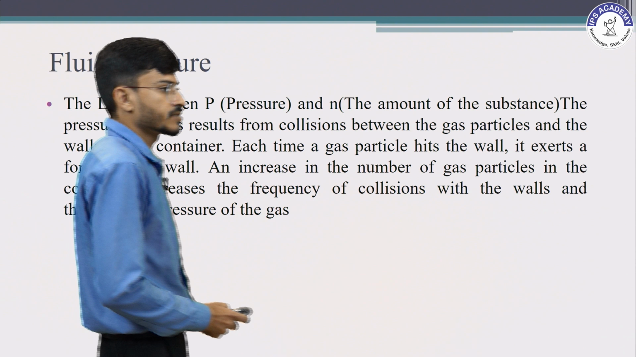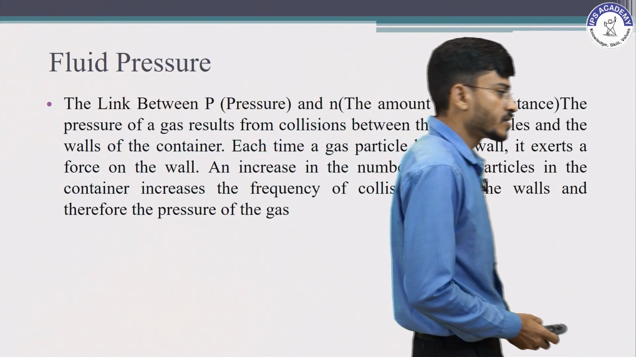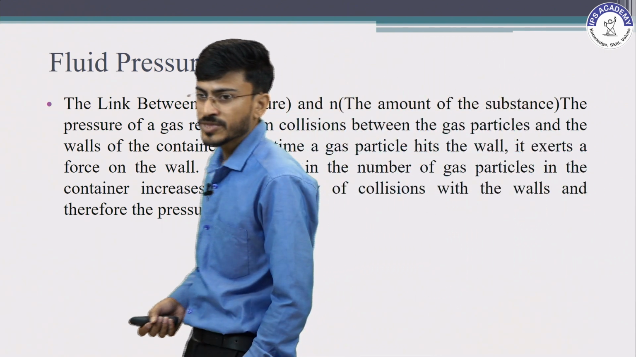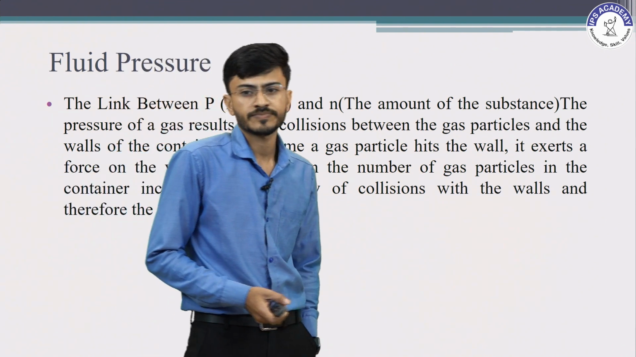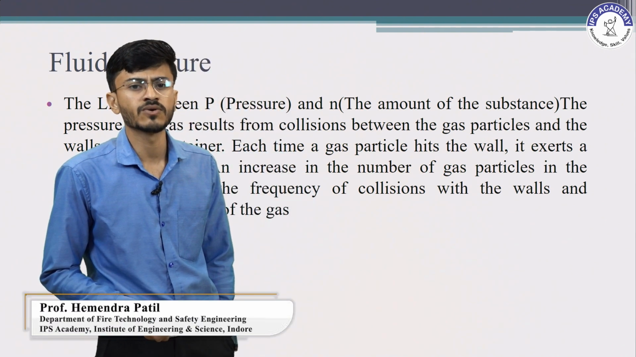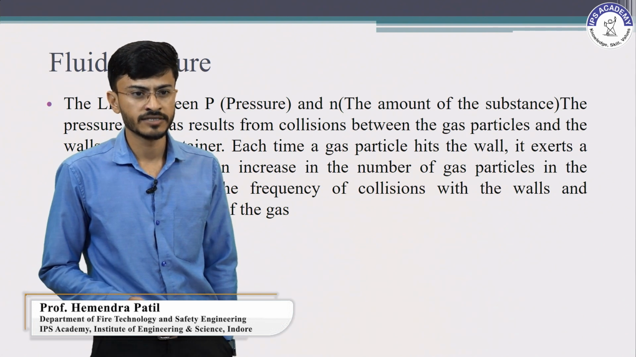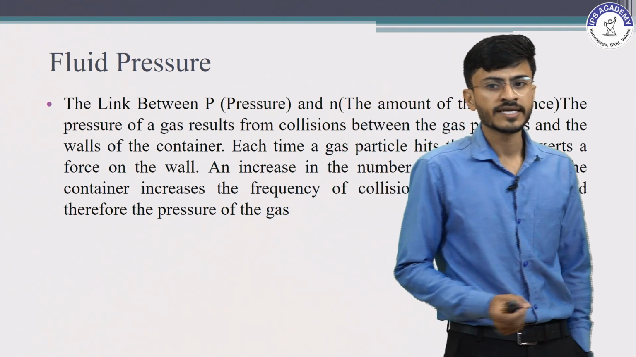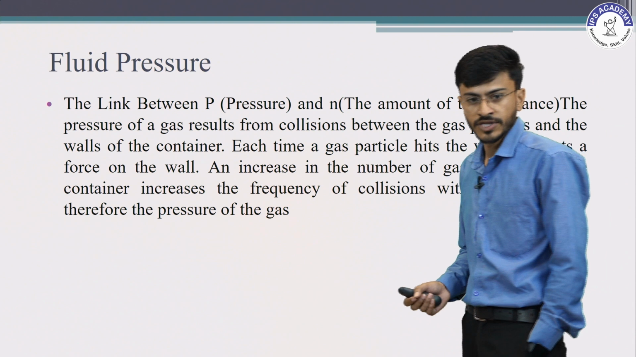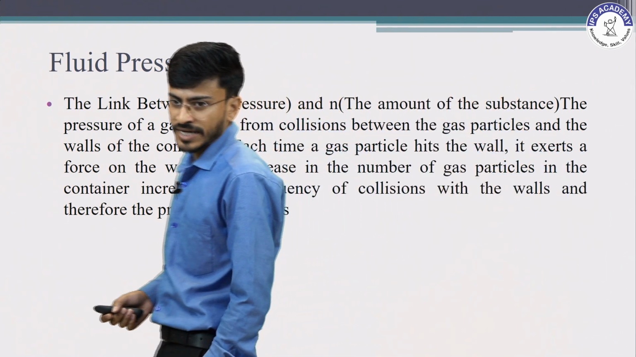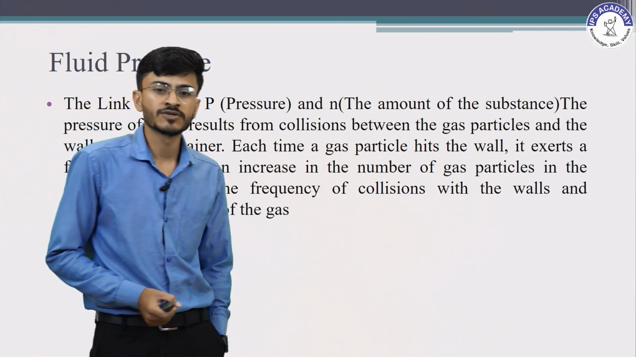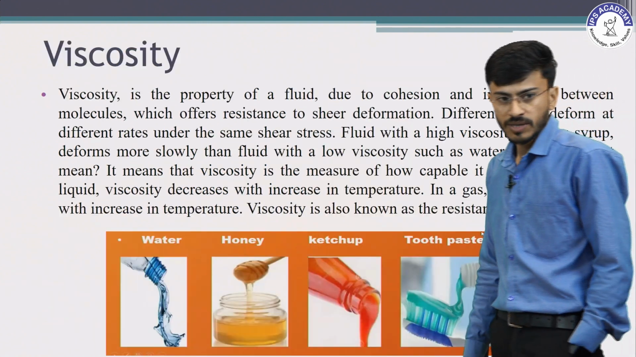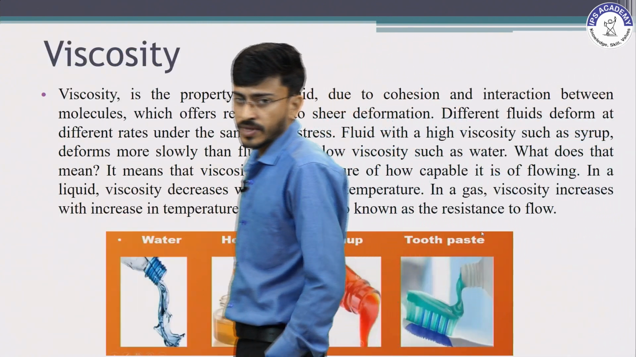Now how do we link the fluid pressure in a gas, meaning how pressure depends in the gas on the amount of substance contained in any container? The pressure of a gas results from the collision between the gas particles and the walls of the container. Each time a gas particle hits the wall, it exerts a force on the wall. An increase in the number of gas particles in the container increases the frequency of collision with the walls, and therefore the pressure of the gas increases. Now coming to the next property, which is very important here, viscosity.